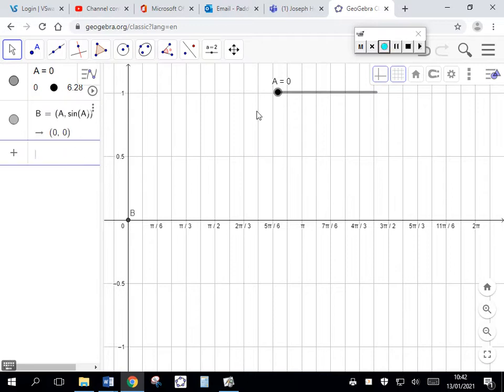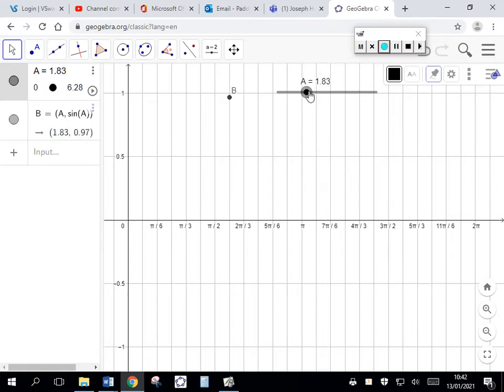Now what happens is, as I change that, unfortunately instead of putting in pi over 12, it'll put in 0.26, and instead of putting in pi over 6, it's going to put in 0.52 over here. But what I want you to do is look at this point as it's moving around. It follows a particular path.